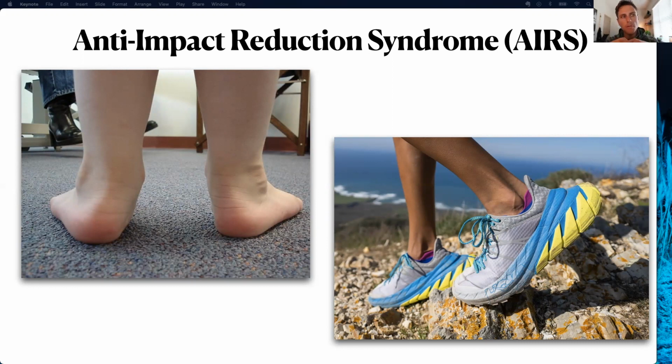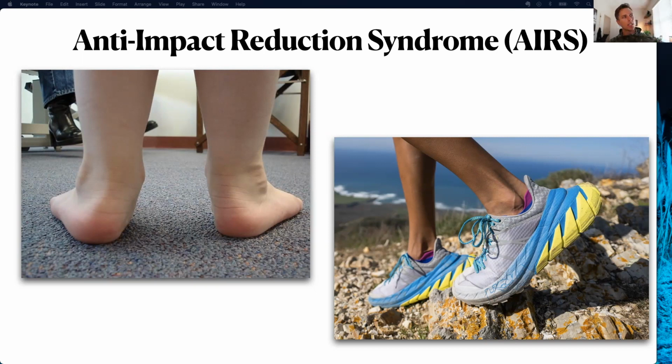I think this is so prevalent because of the time and society that we live in, along with the tools that we use to run, and all those things pair up to conglomerate into this thing that I call anti-impact reduction syndrome that you're seeing on the screen over here. The first thing that we're looking at is a pair of feet, and then somebody in some crazy Hokas, which honestly look like they belong on an alien, or an ostrich decided to design its own shoe.